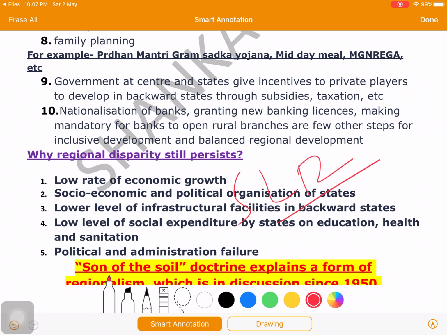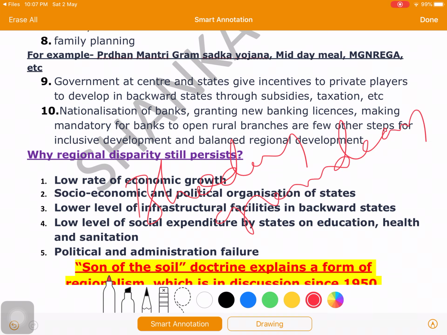And more importantly, the Bhudan and Gramdan movements after independence were not that much encouraged and carried forward. Even the land under the banks was not efficiently distributed. And the political activities in the backward states were limited to vote bank politics and scams, and hence the socio-economic and political organization of the states is also a main reason behind regionalism. So this is the point related to the second cause.